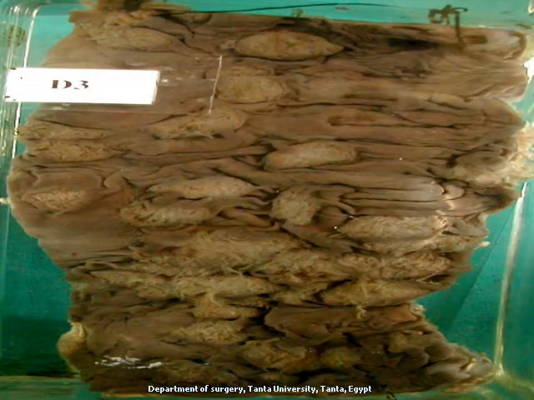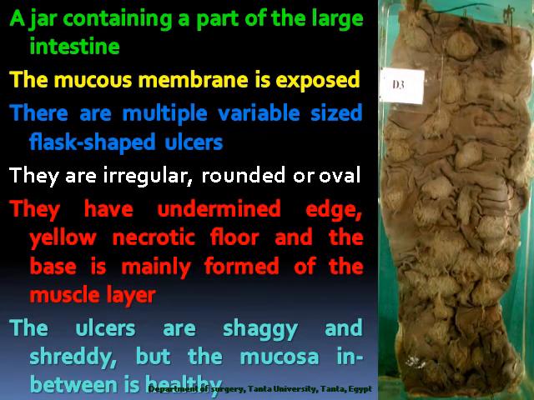These are amoebic ulcers in the colon. A jar containing a part of the large intestine. The mucous membrane is exposed. There are multiple variable-sized flask-shaped ulcers. They are irregular, rounded, or oval. They have undermined edge, yellow necrotic floor, and the base is mainly formed of muscle layers. The ulcers are shaggy and shreddy, but the mucosa in between is healthy.